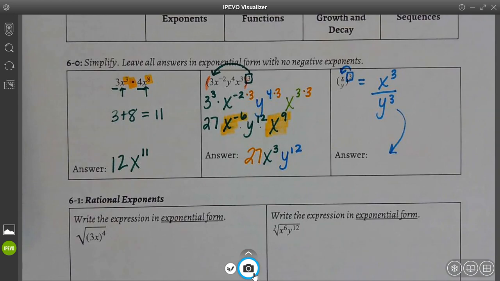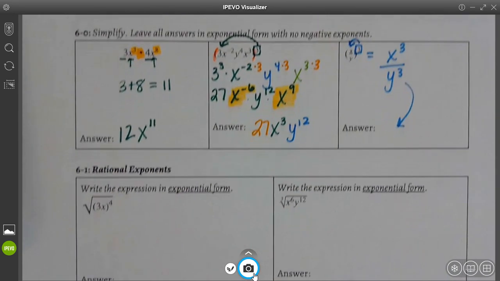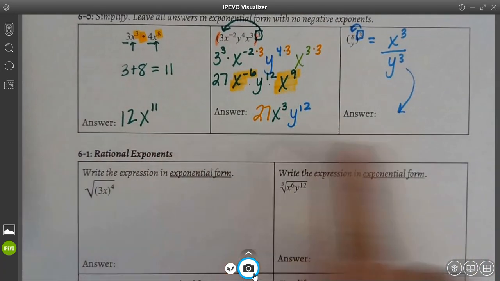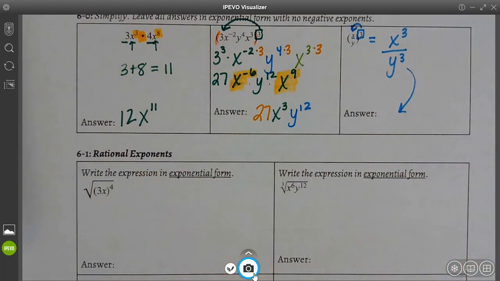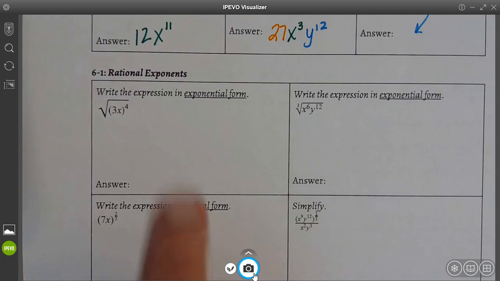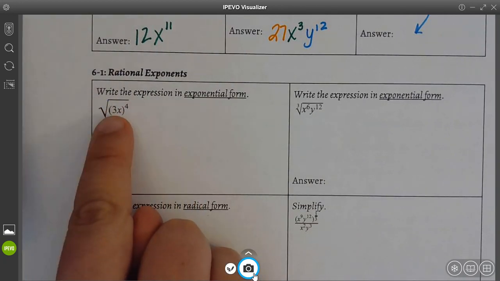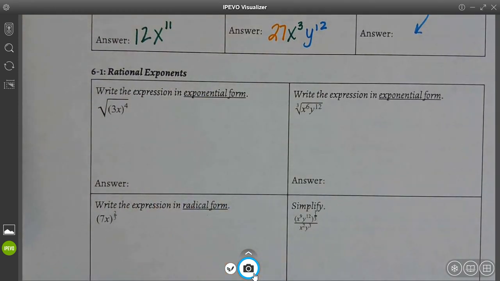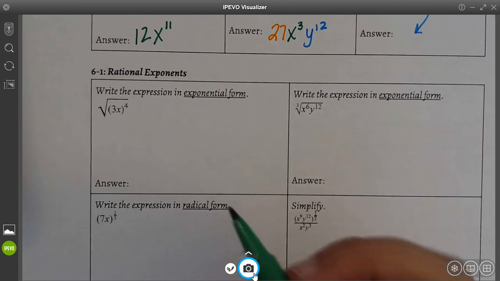Now, sometimes we will be given problems where we're going to have to use these properties, which is why we needed to start with them first. But we can take a radical in a problem and convert it to be in exponential form. So there is a small process that we're going to follow.